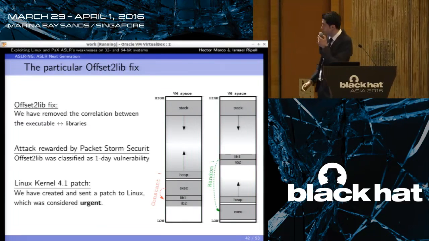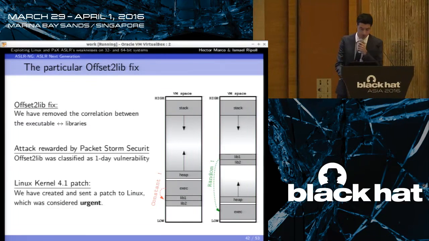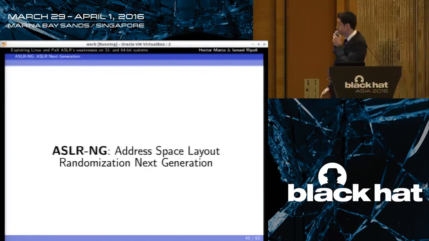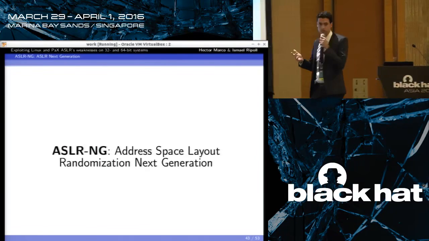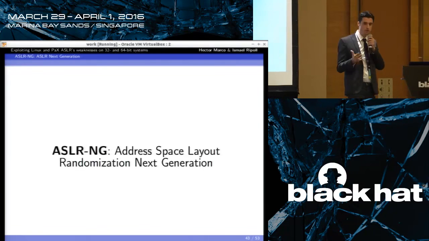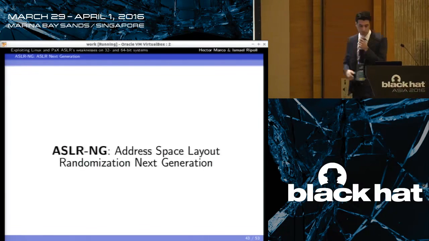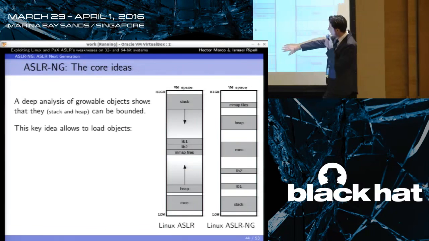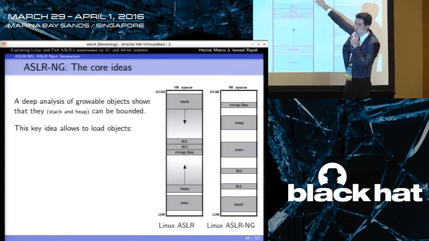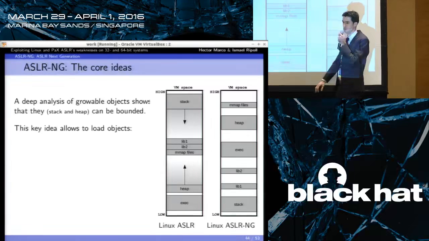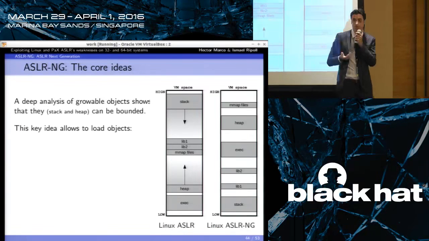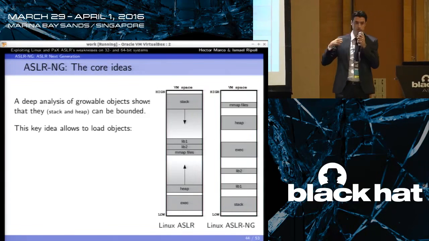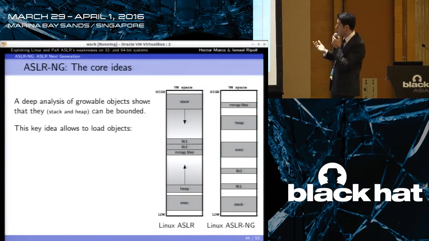So this attack was rewarded by Packet Storm. We sent a patch to the Linux kernel. Okay. But what about the other weaknesses? It is possible to remove all the other weaknesses, but it seems quite difficult, because the heap cannot be put at the top or the stack at the bottom. Otherwise, the stack cannot grow as much as it wants. And the weaknesses appear because of those limitations.